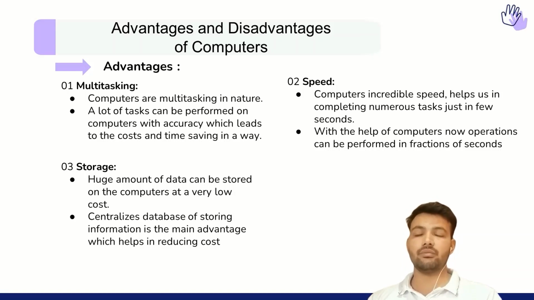Second main advantage is the speed of the computer. So computers' incredible speed helps us in completing numerous tasks just in a few seconds. Definitely computers are very fast in nature, और वो हमारा बहुत सारा टाइम बचाते हैं with their speed. So with the help of computers now operations can be performed in a fraction of a second.